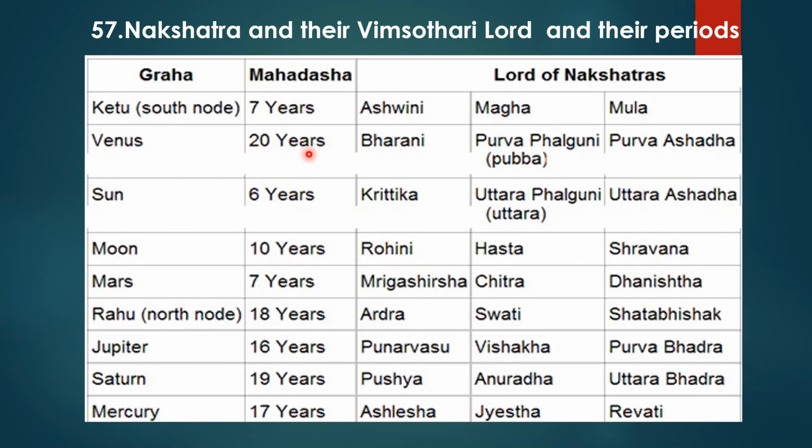It depends upon the ascendant. Sun, 6 years. Moon, 10 years. Mars, 7. Okay, Ketu and Mars, they go together. Ketu and Mars. And Mars after Mars. Look here. Mars is 7 years. Then Rahu, 18 years. That's the second largest. Third is the 16-year Jupiter. A little bit of struggle in your life.